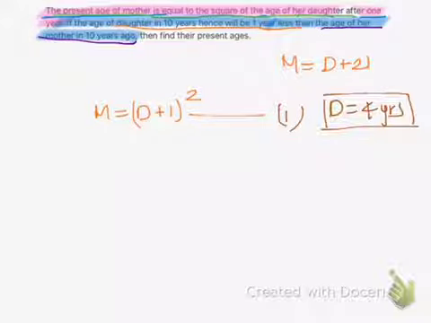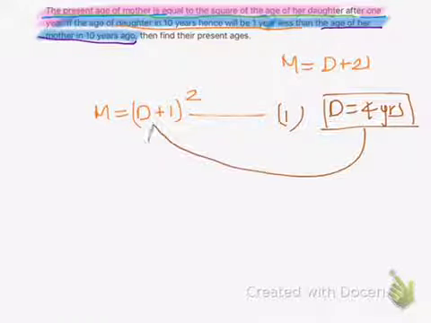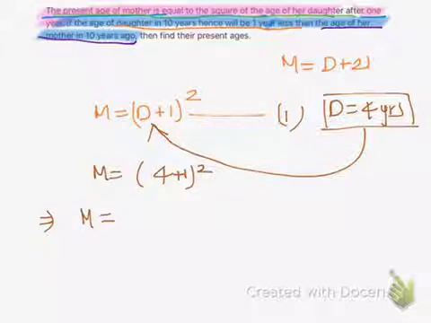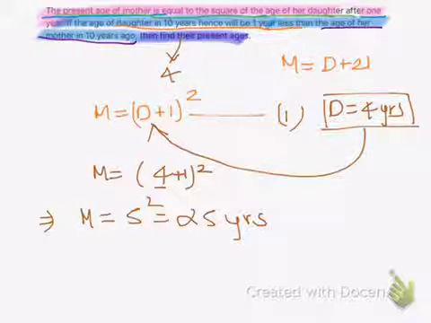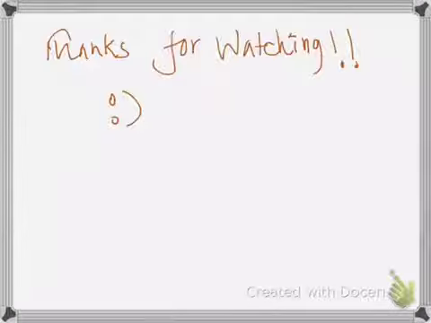So when D is 4 years, let us substitute it in equation 1 in order to find the age of mother. So in place of D, I've written 4. This gives 5 squared, which is 25 years, which is the age of mother. So the present ages are: daughter's age 4 years and mother's age 25 years, which is our answer. So I hope you got the idea, and yes, thanks for watching.